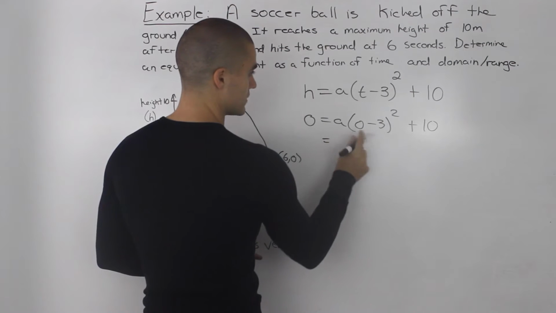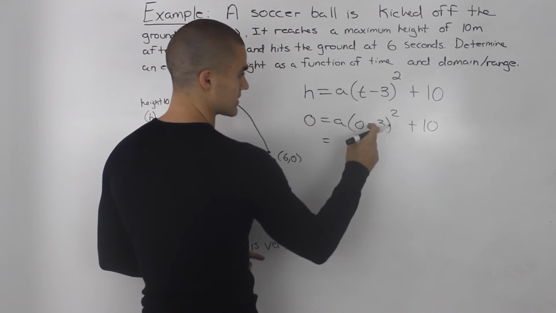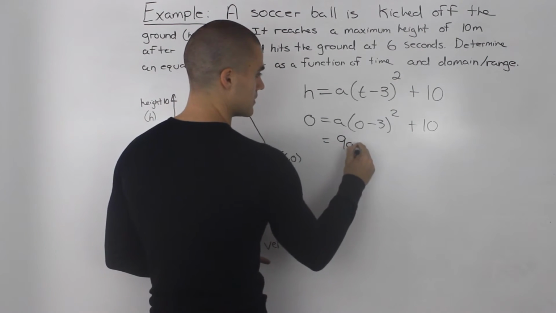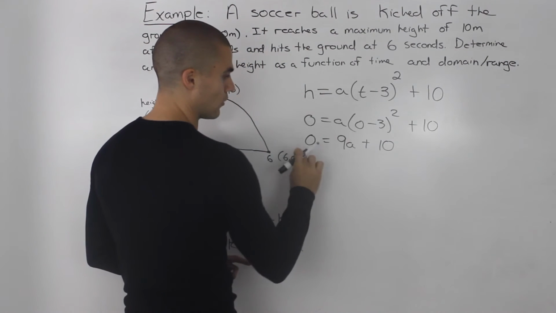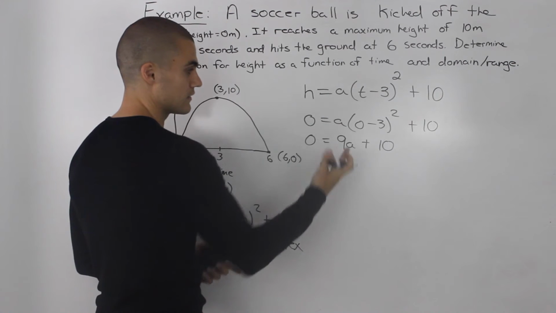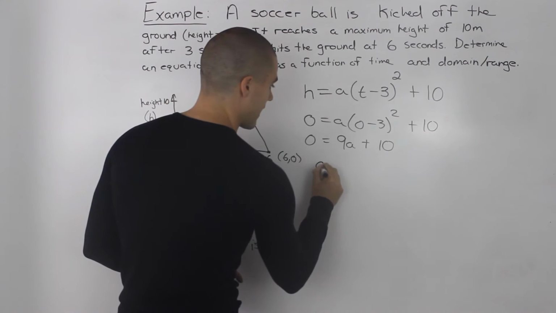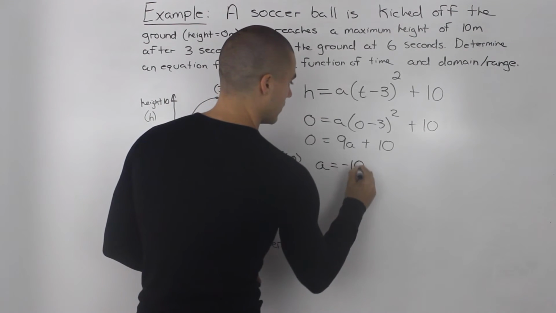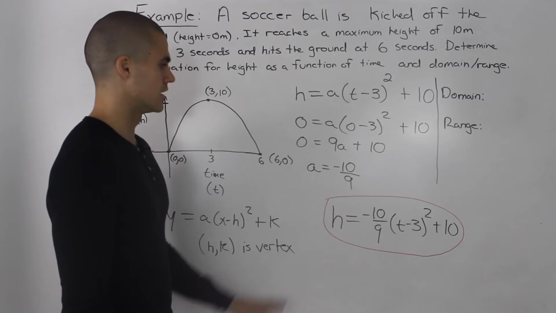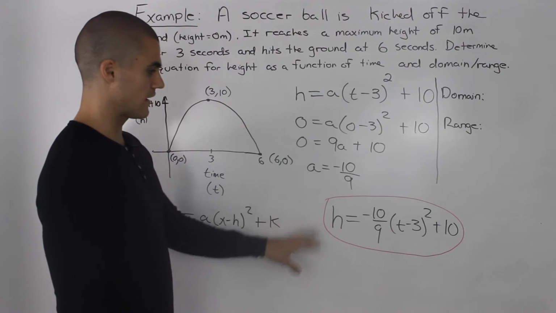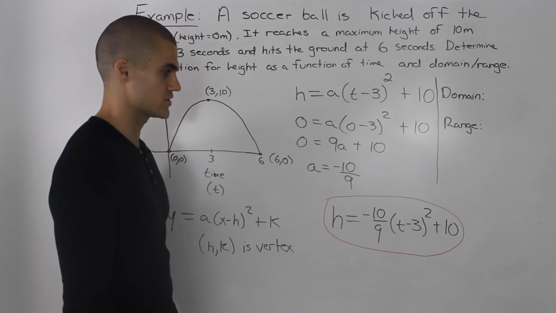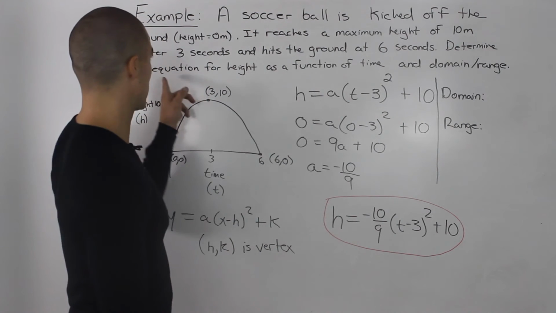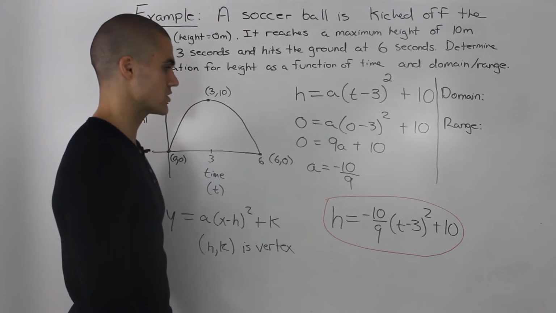So this would be 0 minus 3 squared, which is 9, so we'd have 9a + 10 = 0. Bringing the 10 over, that becomes a negative 10, and then dividing both sides by 9, we have a = −10/9. So with that a value, our final equation ends up being h = −10/9 (t − 3)² + 10. So we answered the first part of our question.